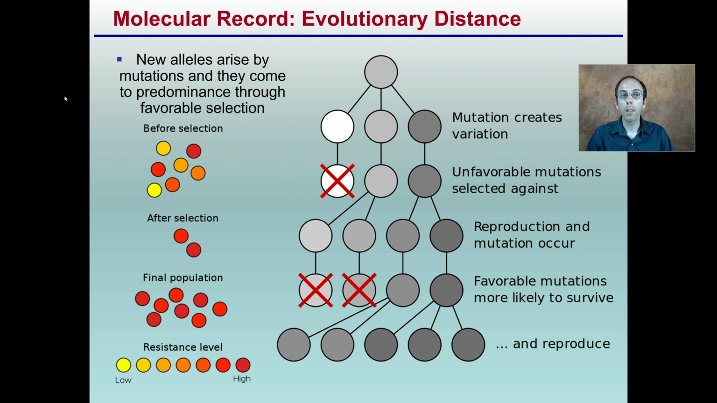Molecular records, well, evolutionary distance is one, for example. New alleles arise by mutations that come to predominance through favorable selection. So in this case, we have this kind of population before. After selection, we have the favor of the red circles instead of the yellow. This could relate to the resistance level of something going on in the environment. We also have the example here. For whatever reason, the dark gray is favored over the white coloration, so we have this change over time.